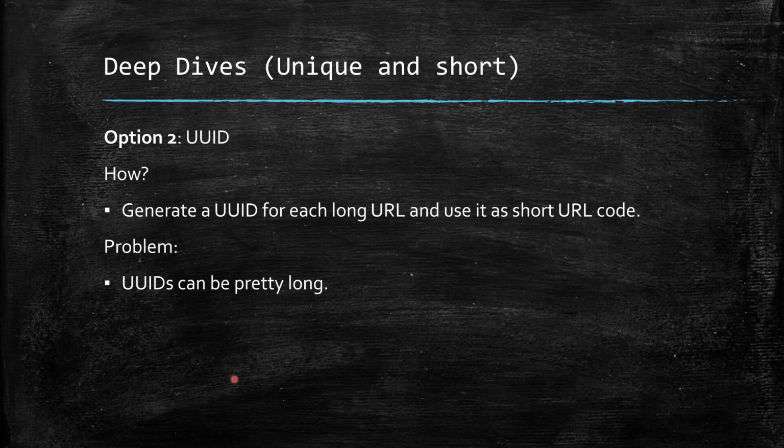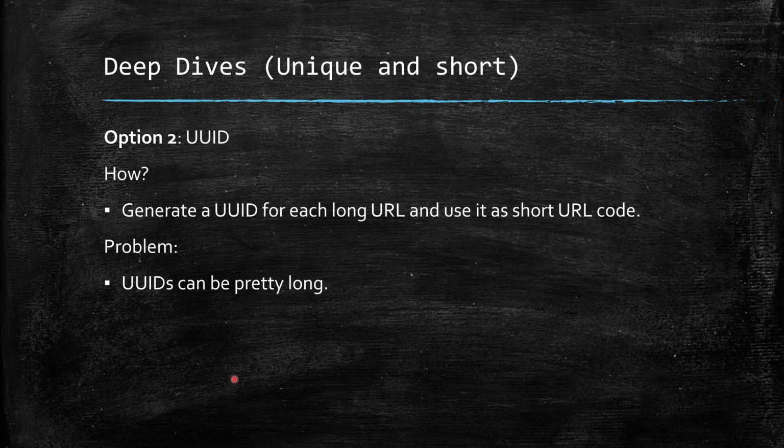The next approach, option number 2, is using UUID. How this approach works is quite simple. Generate a UUID for each long URL and use it as the short URL code. So you take the UUID and say, hey, this long URL belongs to this UUID. You are not providing any input to generate the UUID for that particular long URL. You are just saying, hey, at this moment, whatever UUID is generated in the system, that belongs to this long URL, right?